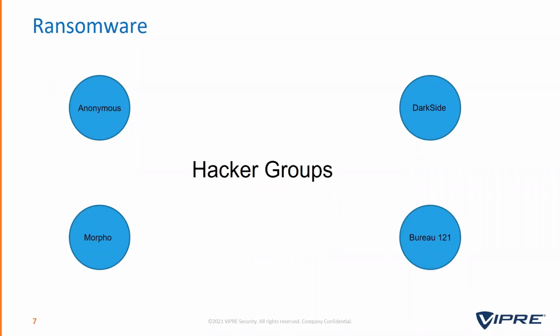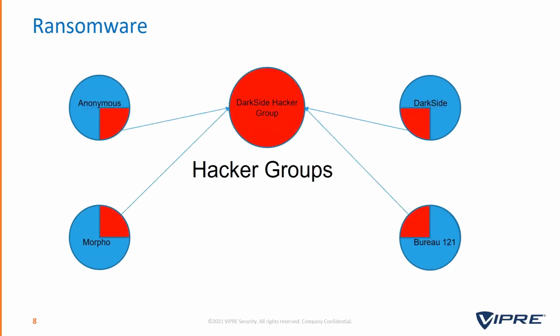Pretty much works the same way with hackers. And we've seen it actually pretty good lately. We've seen that it was DarkSide and some of the other groups, and suddenly we see them disappear. Now they become something new. They become a new hacker group. It's not isolated DarkSide alone. It's a part of DarkSide. It could be a part of Anonymous or Morpho or Bureau 121. These are just random names for me to put in, just to give you a picture.